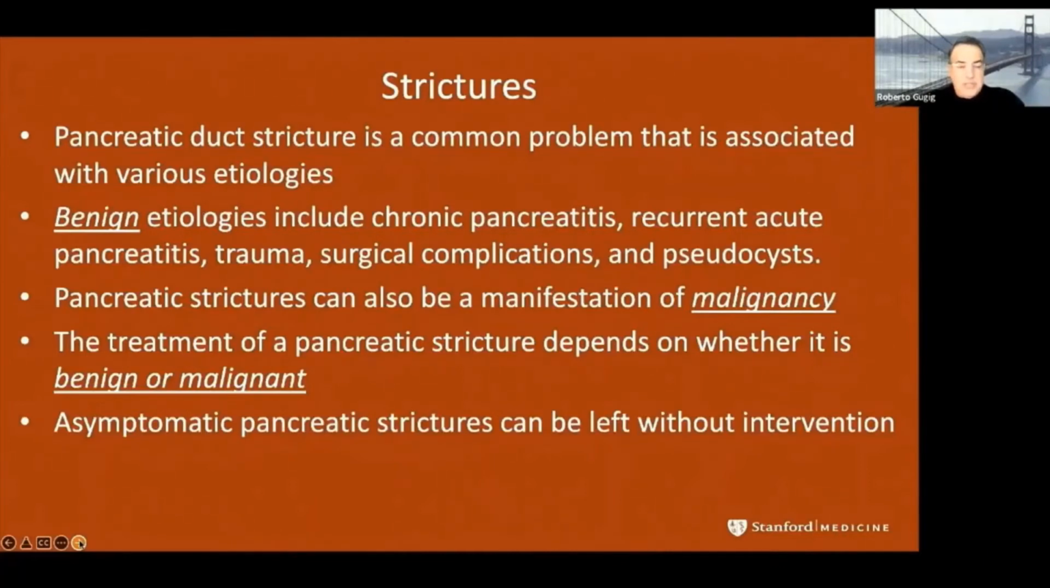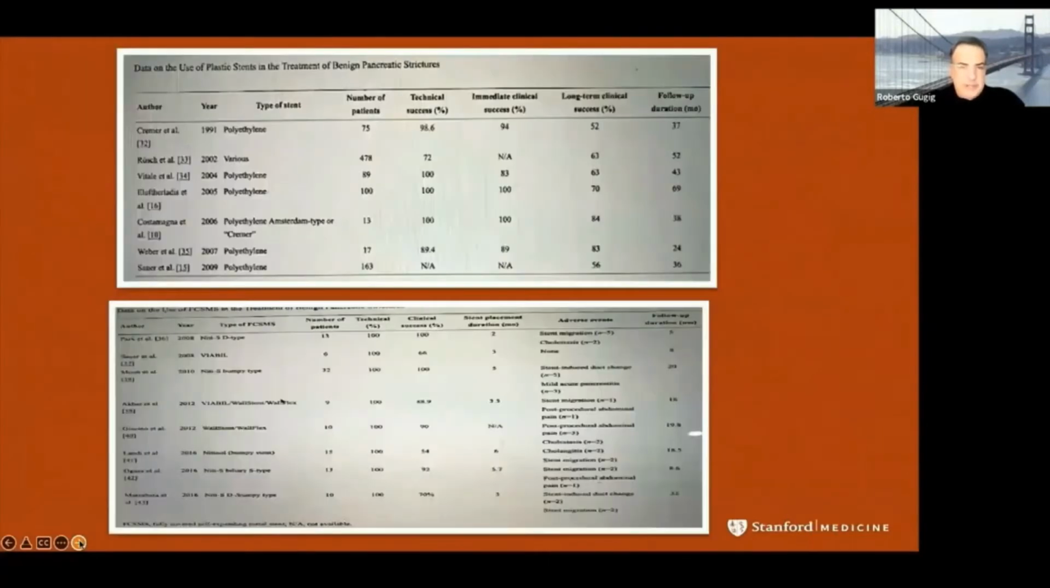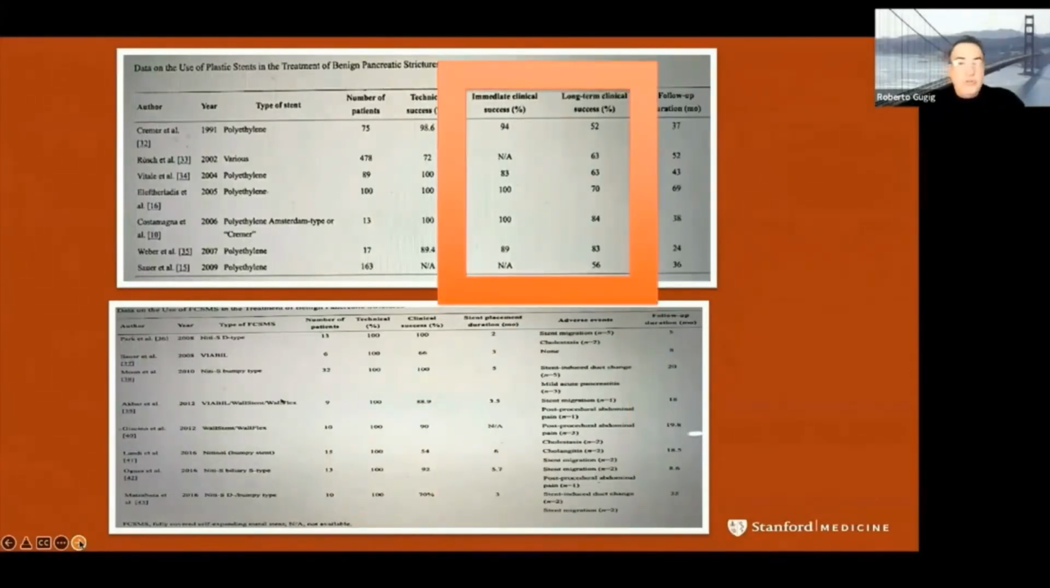But anyway, the other thing I want to mention is that you really want to try to determine what the etiology of the stricture is, because the treatment may be a little different. And again, if you have an asymptomatic pancreatic stricture, you might want to leave it alone and not intervene. And we do have data for both plastic stents and fully expandable metal stents, usually covered stents. I rarely use metal stents in pediatrics and in pancreatic strictures. You can see with plastic stents that most studies show, and this is what our experience shows as well, a very good immediate success in the 80 to 100%, but long-term success is less favorable, I would say. So just keep that in mind.